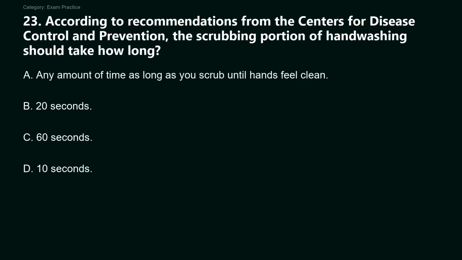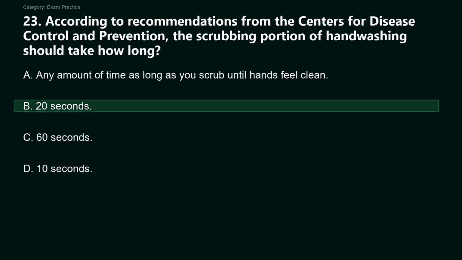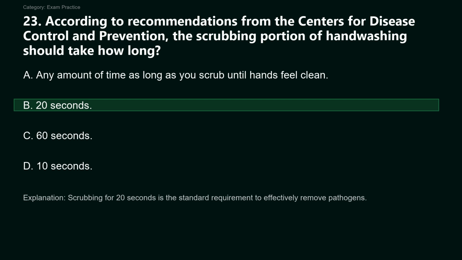Question 23. According to recommendations from the Centers for Disease Control and Prevention, the scrubbing portion of hand washing should take how long? Option A. Any amount of time as long as you scrub until hands feel clean. Option B. 20 seconds. Option C. 60 seconds. Option D. 10 seconds. The correct answer is option B, 20 seconds. Scrubbing for 20 seconds is the standard requirement to effectively remove pathogens.